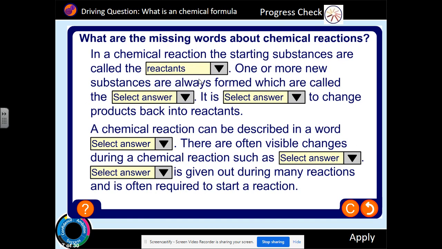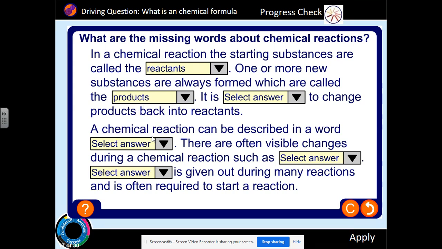Awesome. Next sentence. One or more new substances are always formed, which are called the blank. When we have two substances reacting to create something new, what is the collective name given to the new substance? Is it reactants, equations, or products? We've already used reactants, so let's take that off the list. So we have equations and products remaining. Let's use products.